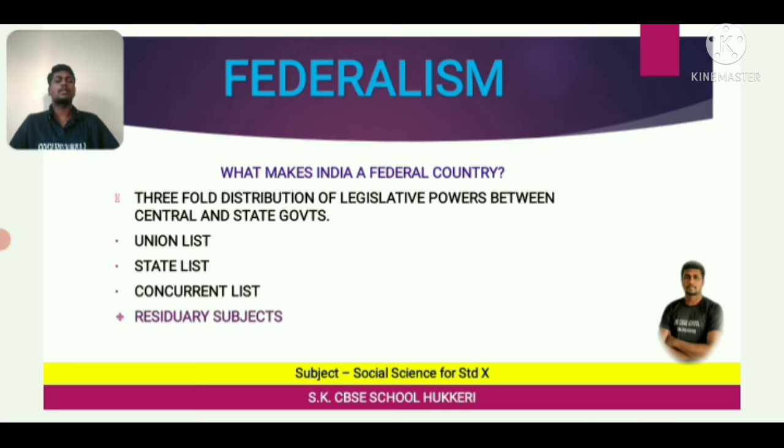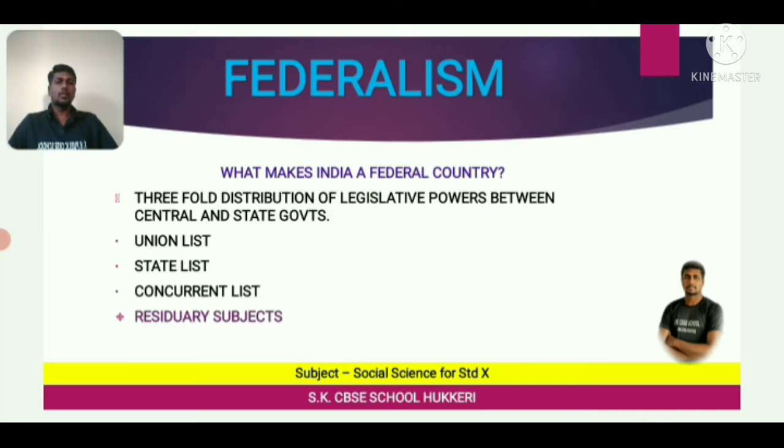Then the third one is the concurrent list. An important point we can learn about the concurrent list, I would like to explain now. The concurrent list consists of subjects over which the state government as well as the central government both have rights to make laws.